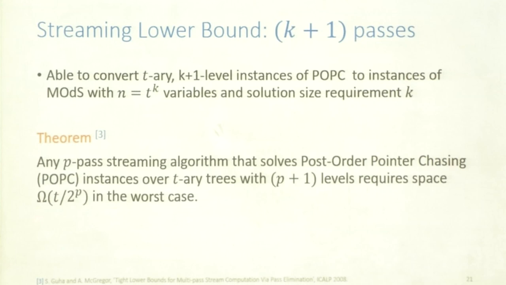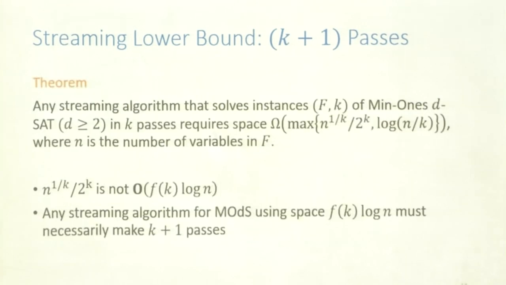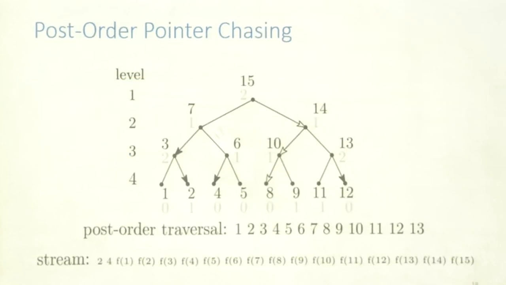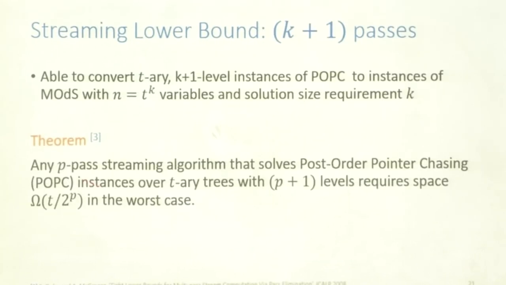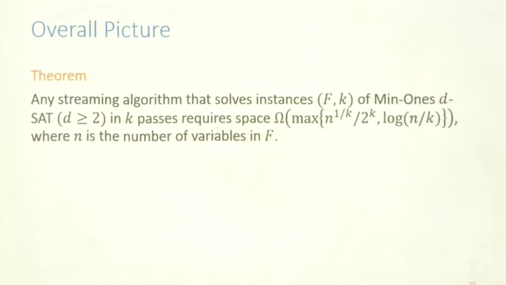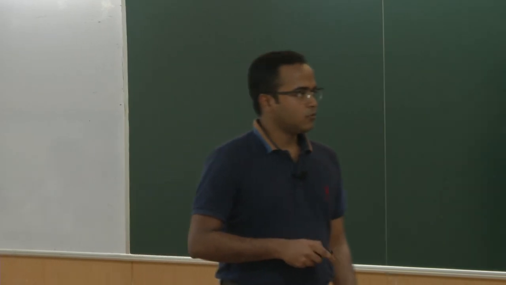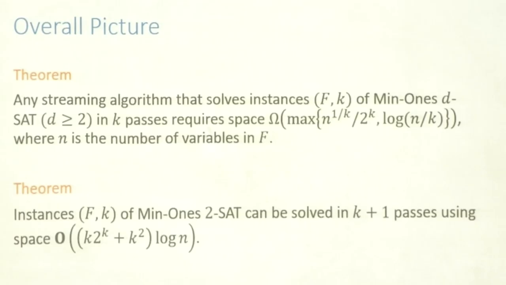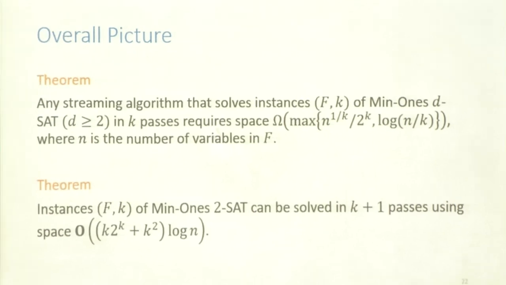So if you recall, n to the 1 by 2 to the k, this cannot be f of k times log n. So once you have the equivalence, you can plug it into the theorem and you get this result: any streaming algorithm which solves the min1's2sat problem must use k plus 1 passes if it has to use space f of k times log n. So that was the lower bound, and what we had shown earlier was that you can solve instances of min1's2sat in this much space and in k plus 1 passes. So if you just care about the number of passes, it is optimal.